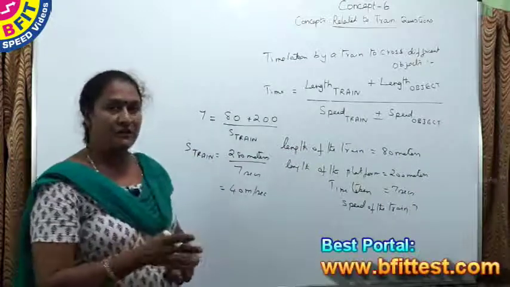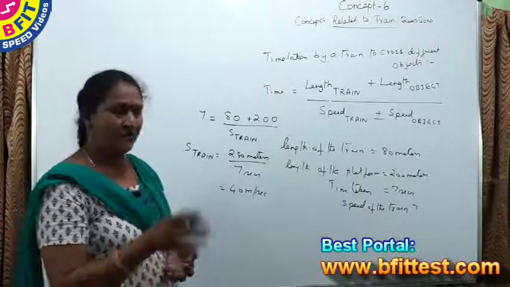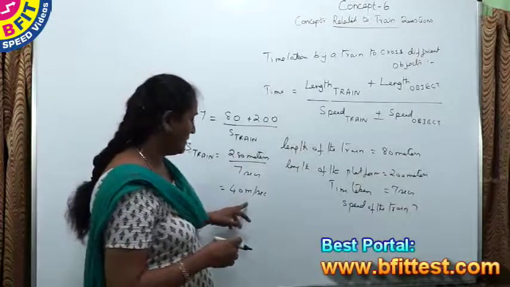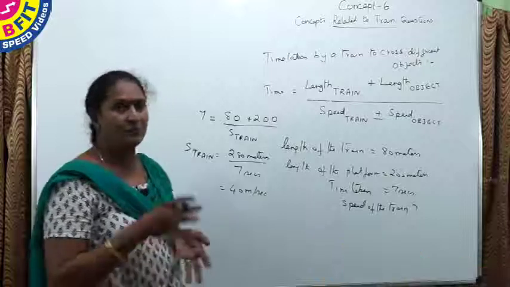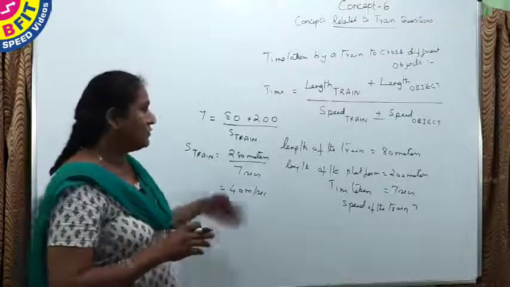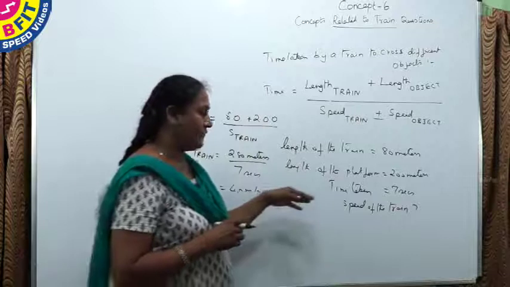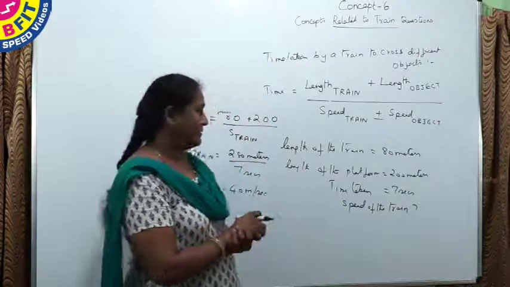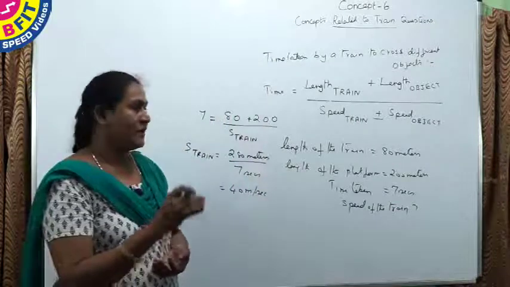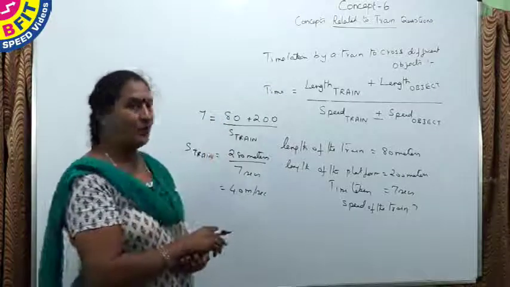When you need the speed in kilometers per hour, for the conversion you can multiply this with 18 by 5, a factor greater than 1. So using this basic formula, we have found the speed of the train. So we'll work out one more example using this basic formula.